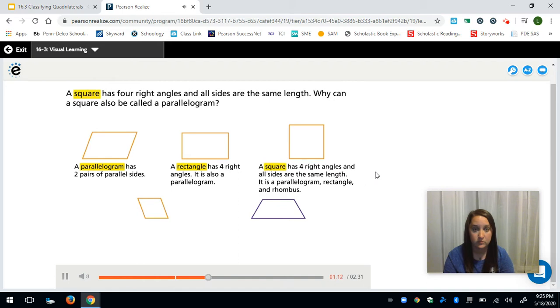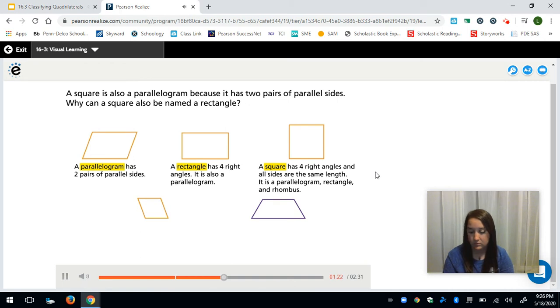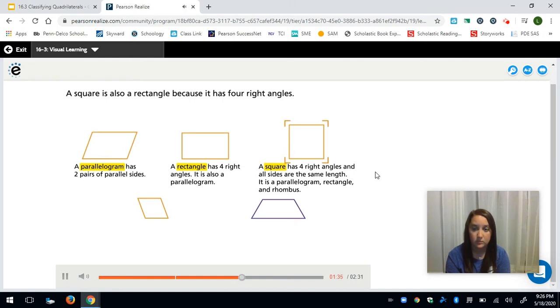A square has 4 right angles and all sides are the same length. Why can a square also be called a parallelogram? A square is also a parallelogram because it has 2 pairs of parallel sides. Why can a square also be named a rectangle? A square is also a rectangle because it has 4 right angles.